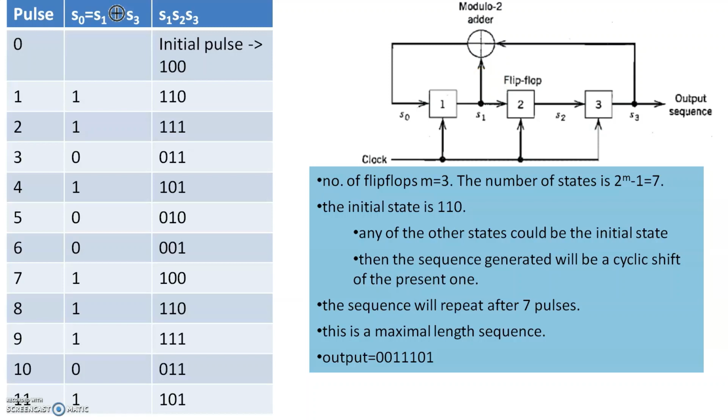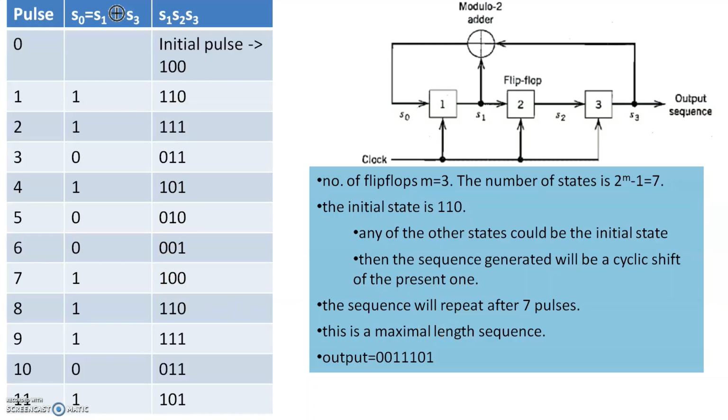Now, the initial state is 1, 0, 0. Any of the other states could be the initial state, but the sequence generated will be a cyclic shift of the present one. If 111 is the present state, then you will get next 011, 101, 010, 001, 100, again 110, 111. So it will be a cyclic shift of this sequence. The sequence will repeat after 7 pulses. This is an example of a maximum length sequence.